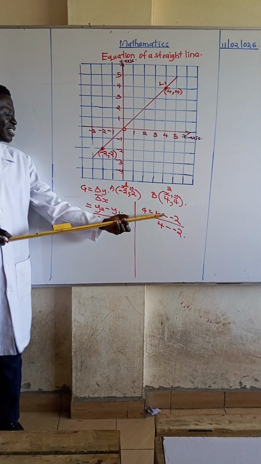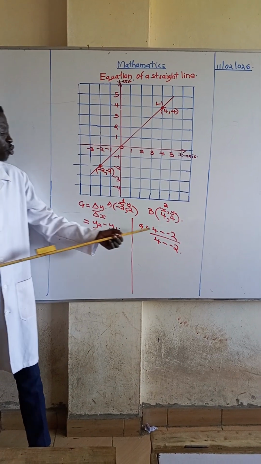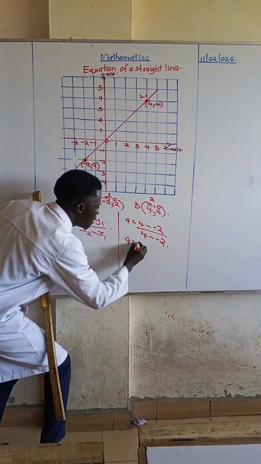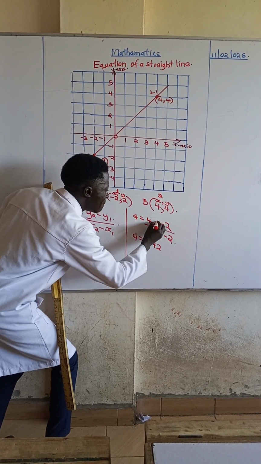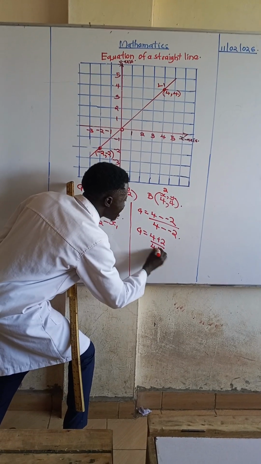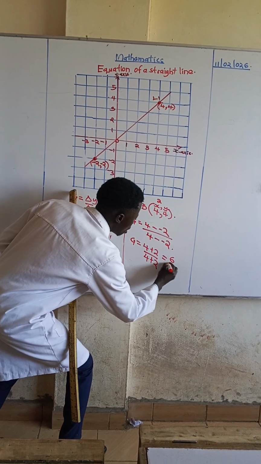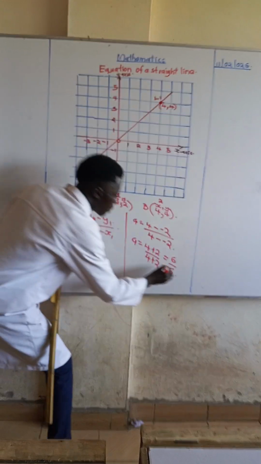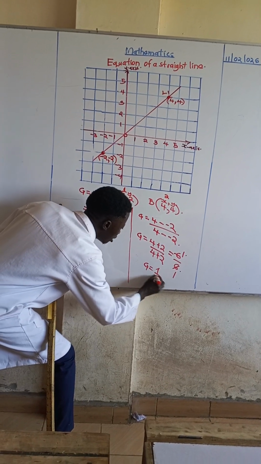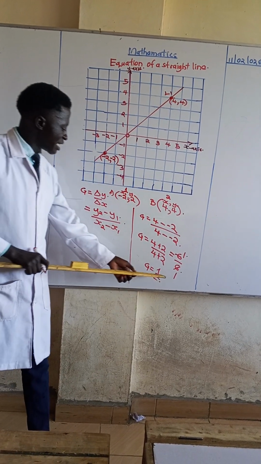And therefore, this cannot be solved this way because I have a minus and a minus. Two similar signs always give me a positive, and therefore my gradient will be 4 plus 2, since a minus and a minus gives me a plus, over 4 plus 2, and therefore in that case I will have 6 over 6. So 6 over 6, 6 will go in once, and 1 over 1, therefore our gradient will be equal to 1. Therefore, class, this line has a gradient of 1.